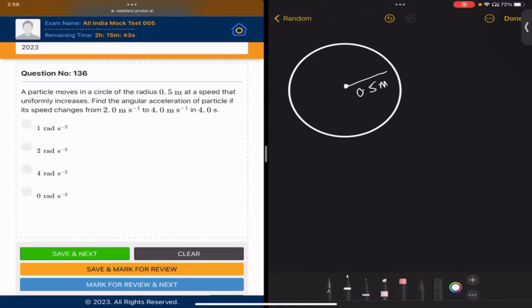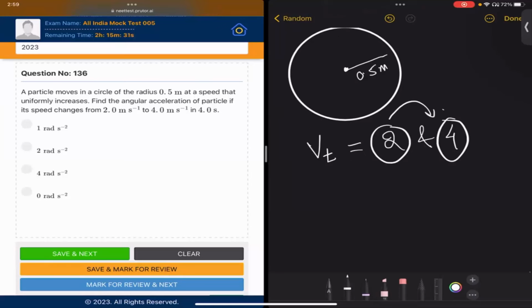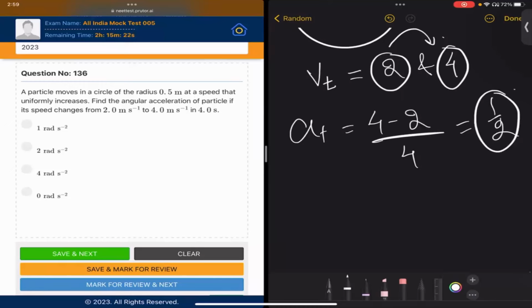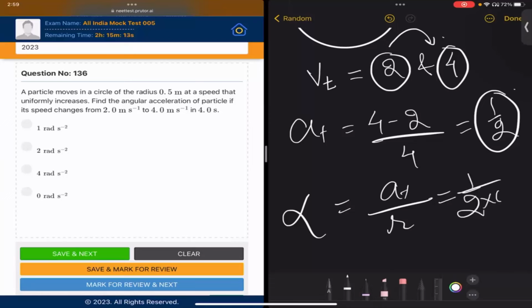Okay, so we'll find the tangential acceleration. We have the tangential velocities that are 2 and 4. Okay, 2 से 4 it has changed. So we'll have the tangential acceleration that is (4 minus 2)/4, that is 1/2. ठीक है, तो alpha, that is angular acceleration, it is equal to tangential acceleration by radius. तो 1/2 by radius मतलब नीचे में 0.5 एक और आ जाएगा, सॉरी 1/1, that is 1.